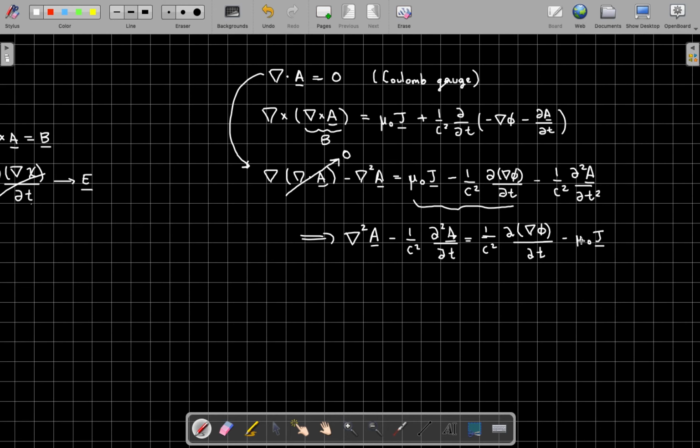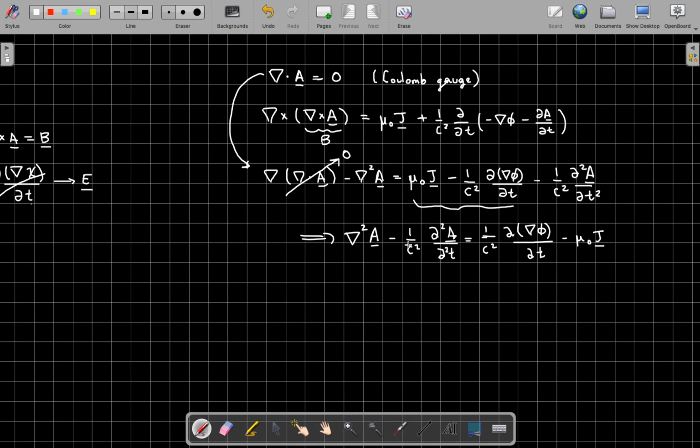The reason this is also not a very nice choice if you're dealing with relativistic effects is that it doesn't treat space and time on equal footing. I can't really write this in a Lorentz covariant way. It just doesn't look nice. Okay, our goal is to be able to find a way to write this in a Lorentz covariant way.